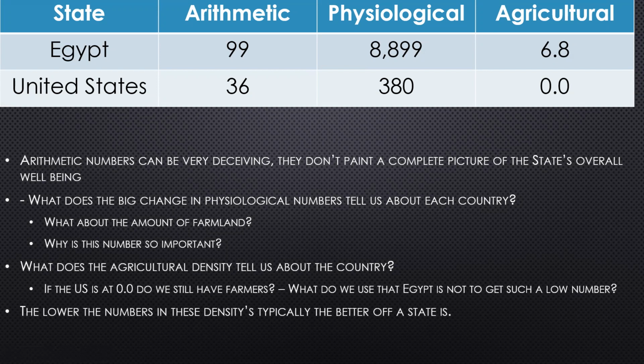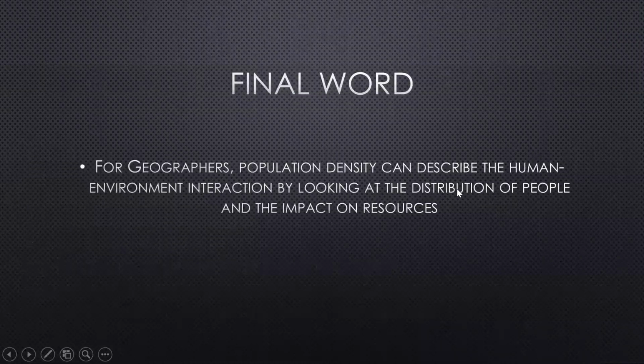The U.S. is at 0, but we still have farmers, right? Not that many as we did even 50 years ago. And typically speaking, the lower the numbers in these densities, typically the better off the state is. And when I say state, I mean nation, all right? So a final word here for geographers: population density can describe the human-environment interaction by looking at the distribution of people and the impact on its resources.